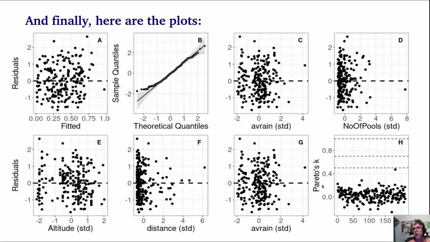Here in the final plot, the plot H, we see the Pareto K values and the ranges, which are very good, smaller than 0.5, good between 0.5 and 0.7, worrisome and pretty bad between 0.7 and 1, and very bad higher than 1. We see that all the values are in the range of pretty good. So there is no single point that happens to be very influential on the posterior distribution of the model parameters.